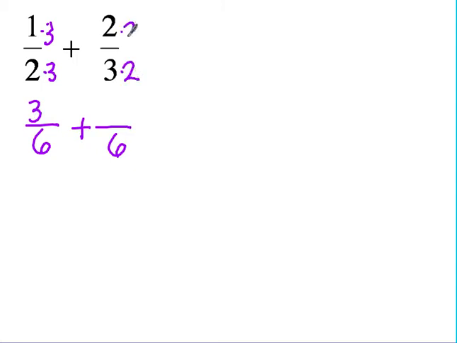So 2 times 2 is 4. So now if I add them together, I get 3/6 and 4/6, which is... Okay? I would actually prefer you leave them as improper fractions.